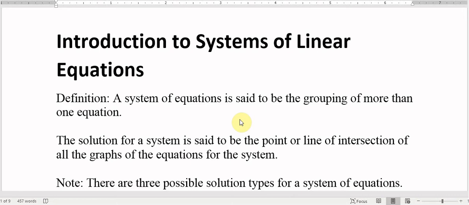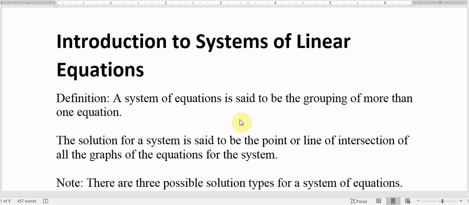As we deal with what we call a system, that is the grouping of several equations together, we like to solve for the solution to the system. That solution simply means: how do these equations relate? Do they intersect? And if they do, do they have a common intersection? If they intersect at a common point or line or even a plane, we call that commonality the solution.